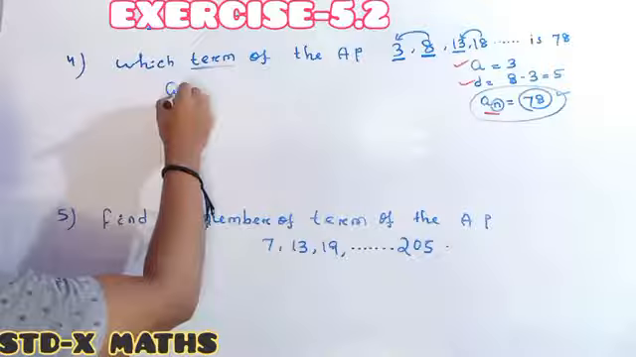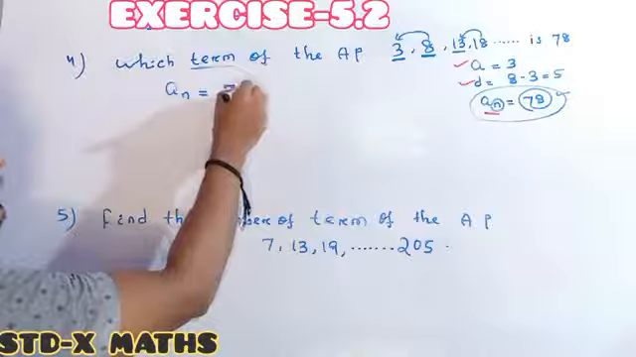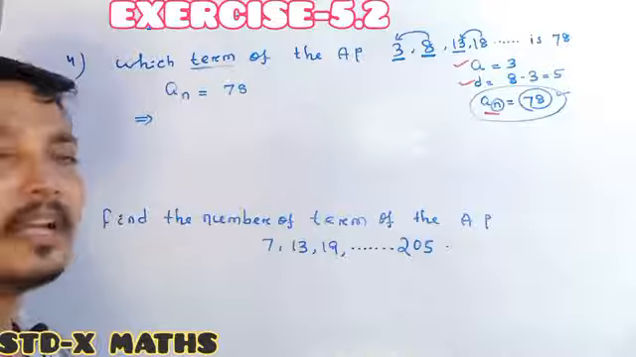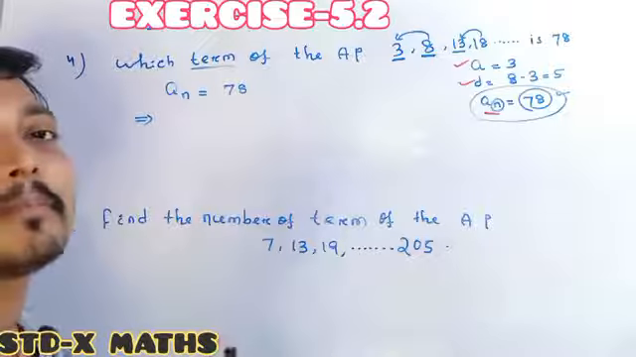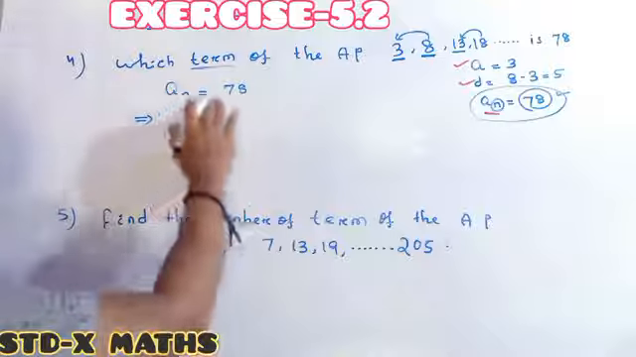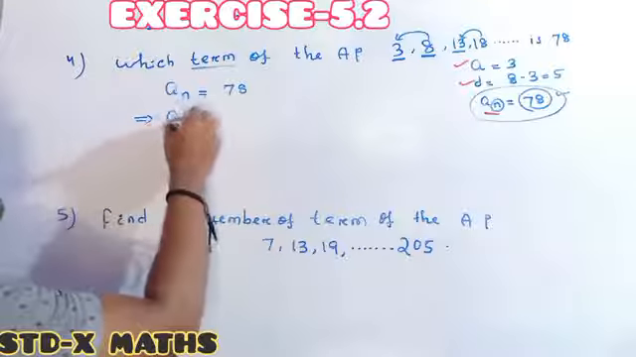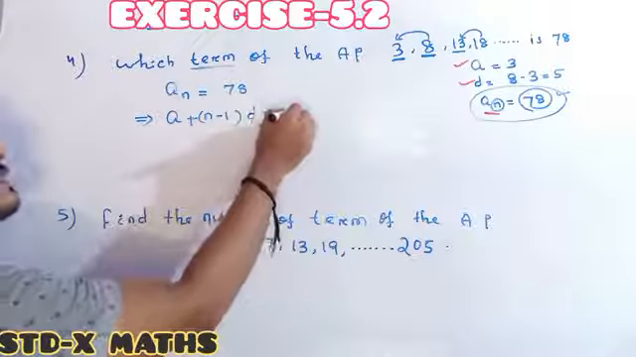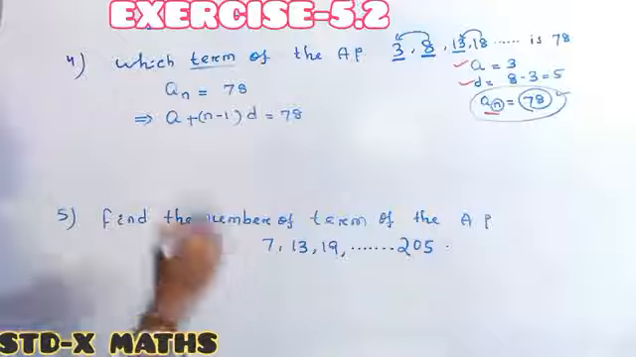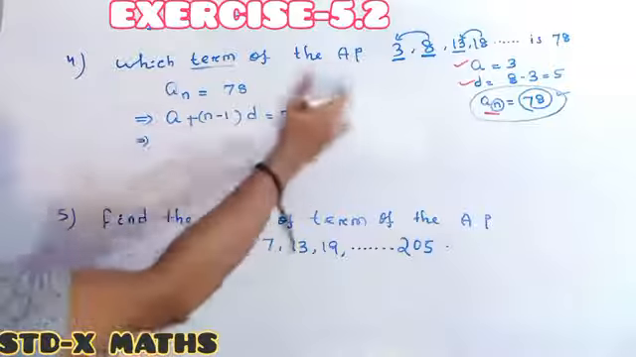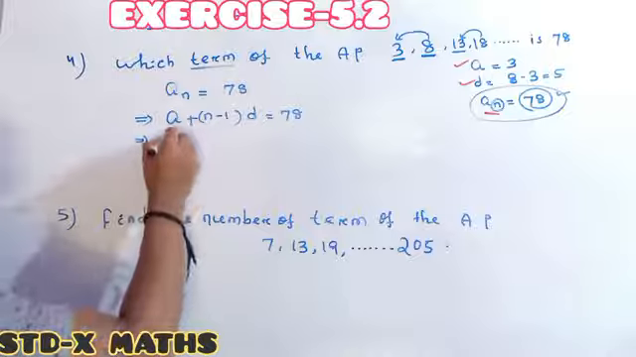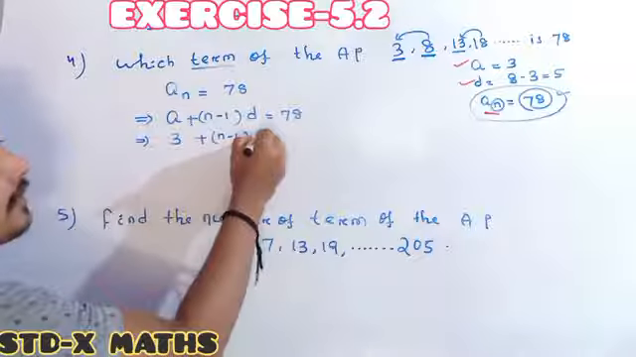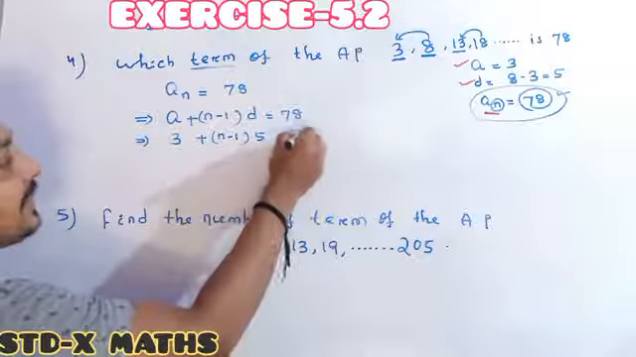See, an is 78. Everyone see perfectly, this is a very easy thing. We are proceeding in the single formula. Actually all these questions we are solving by using our first formula. an is 78. See, an means a plus n minus 1 whole into d, which is 78, which implies a is given as 3. All this you have to put here. So a is 3, n minus 1 whole into d, which is 5, equals 78.